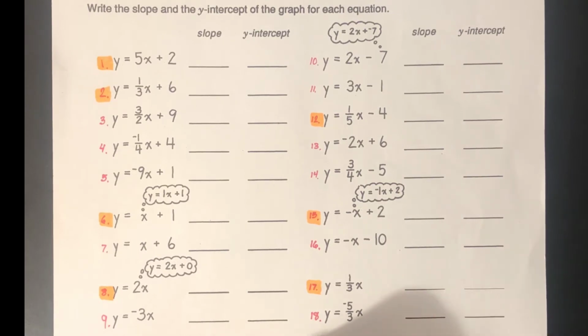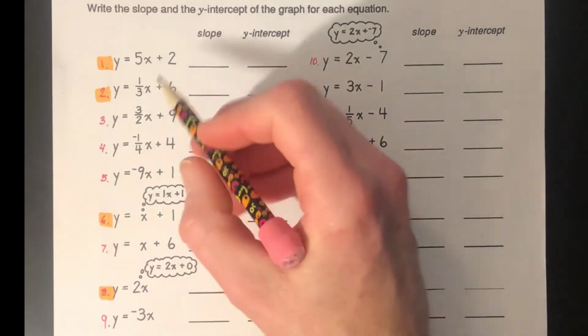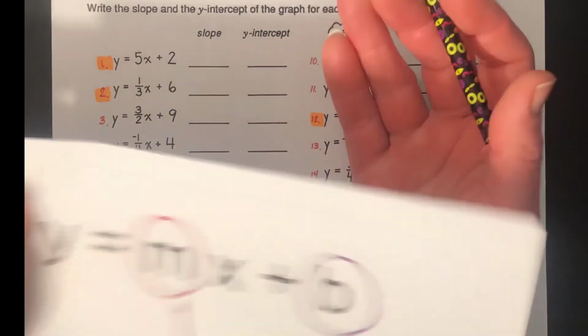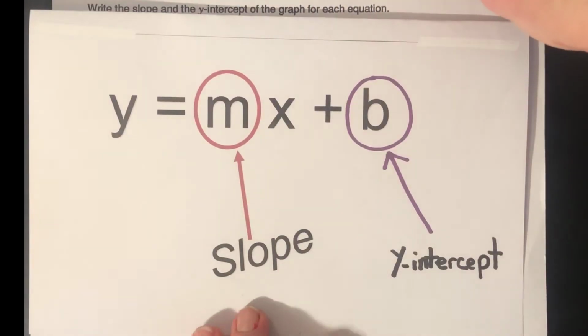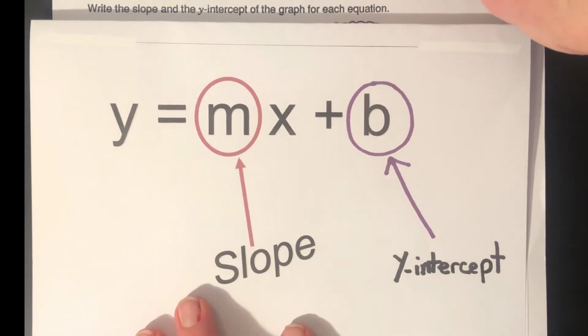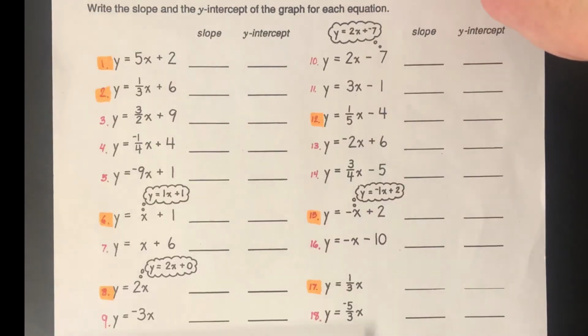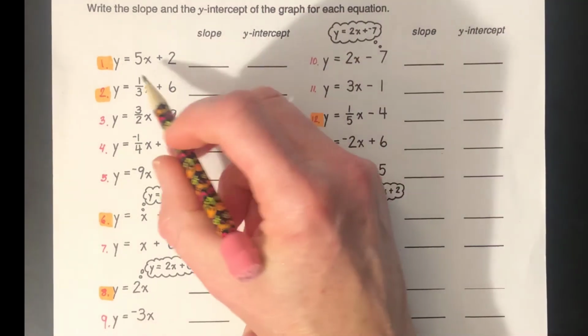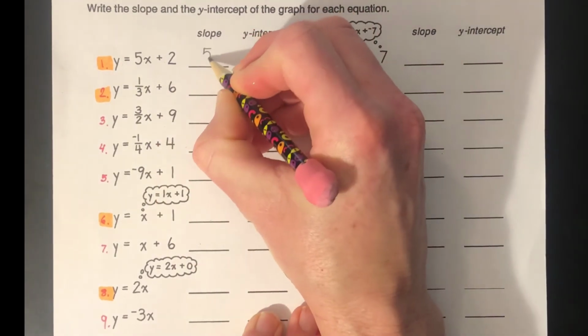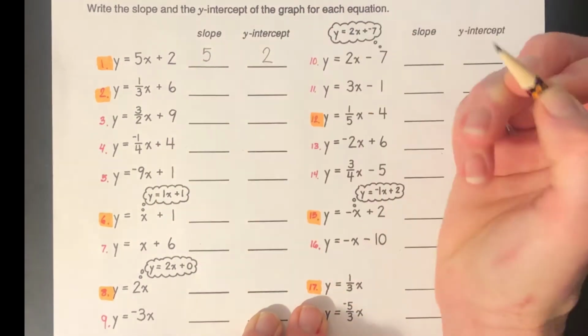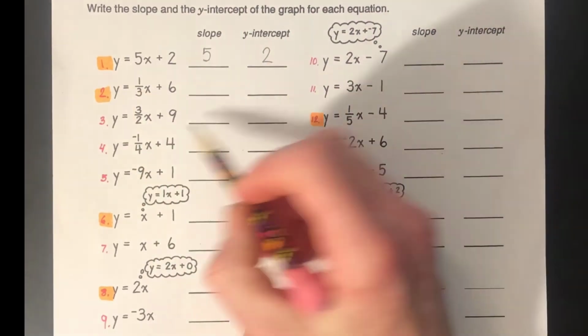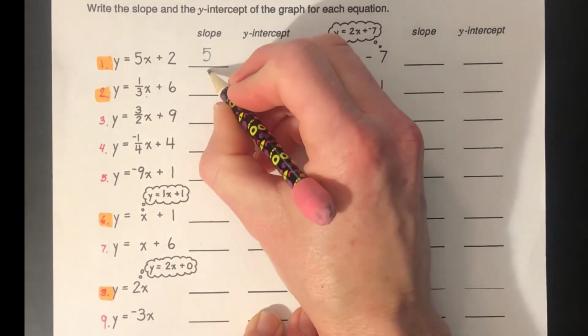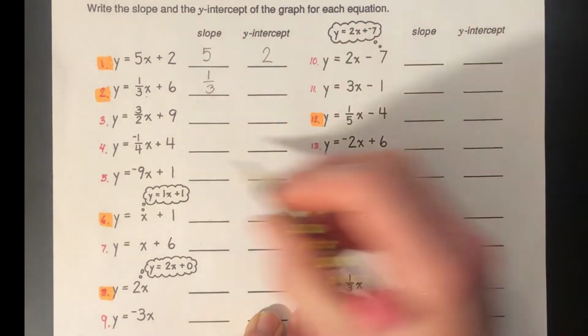Identify the slope and y-intercept in each equation. Number 1 and number 2, I think they're pretty obvious. Remember, the slope comes before the x, and the y-intercept is the constant at the end. So the slope is 5, the y-intercept is 2. Number 2, the slope is 1/3, the y-intercept is 6.